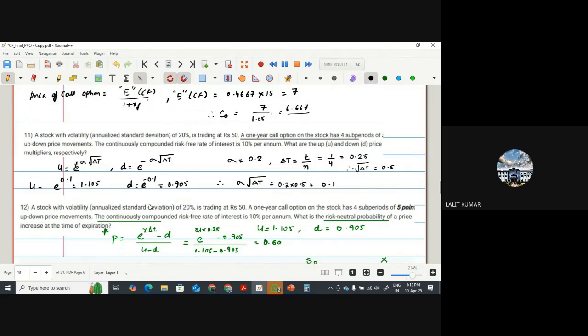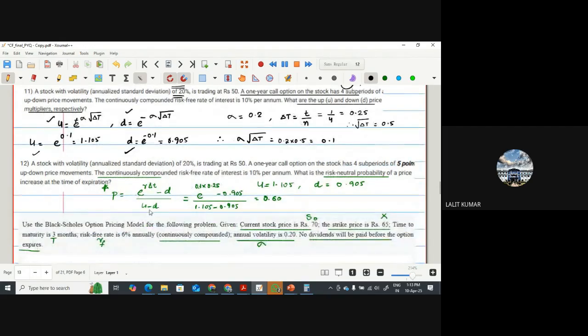Okay. Then they have given a standard deviation. So whenever the standard deviation is given, you have to calculate U and D. So U is equal to e to the power sigma times square root of delta T, and D is equal to e to the power minus sigma times square root of delta T. Delta T is T by N, N is the number of periods. Time is 1 year, so you get delta T. Sigma is given 0.2. So you can calculate U and D.